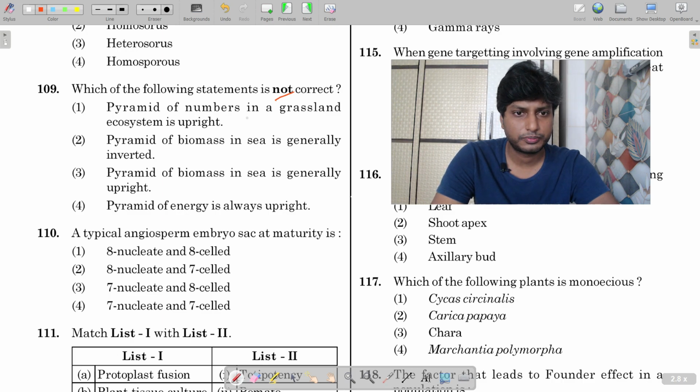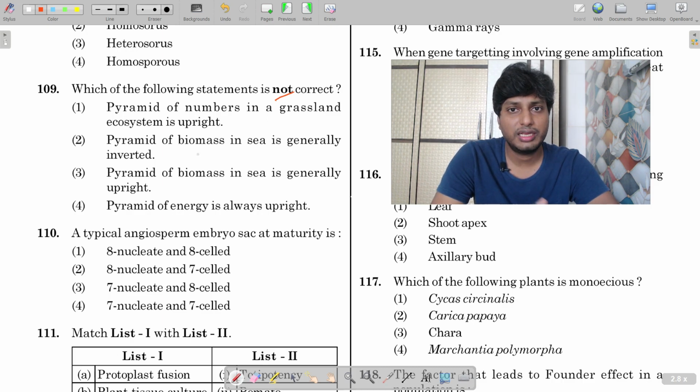It is upright. The second is, pyramid of biomass in sea is generally inverted. That is also true, because if you talk about the seas, the oceans or the water bodies, dear students, in those cases the population of algae is generally lesser than the zooplanktons, because the zooplanktons include different kinds of fishes, the aquatic animals present in the waters, so their population is high. So the pyramid of biomass will be inverted in the case of the oceans, rivers, ponds, lakes, etc. So the second option is also right.